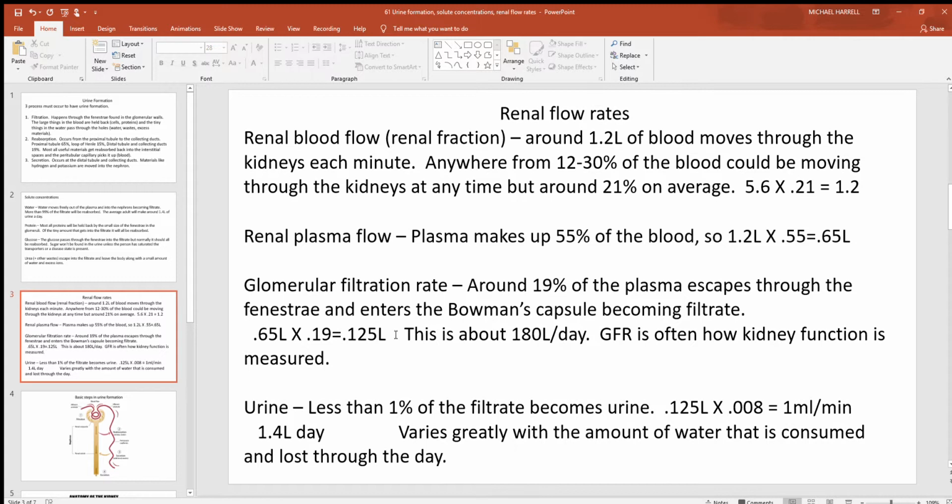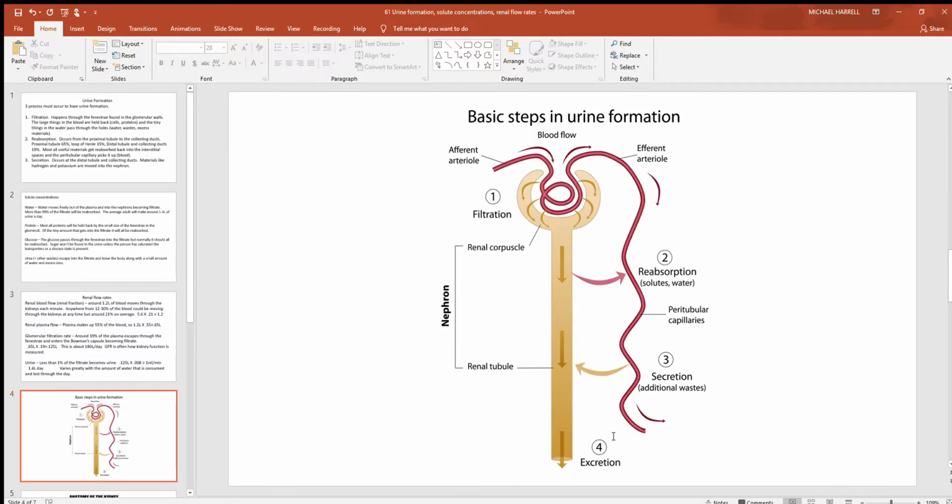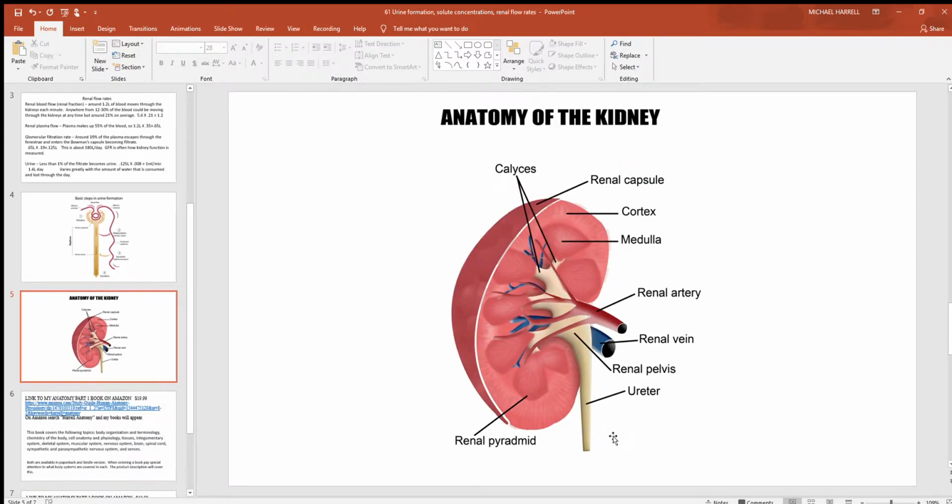You want that to be as high as possible. But again, of that 180 liters a day, only about 1.2 or 1.4 liters are actually going to leave the body as what we call urine. So that's less than 1%. Comes out to about 0.8 of 1% or 0.008. So 0.125 we said was the glomerular filtration rate. Less than 1% of that will be lost. Comes out to about 1 milliliter a minute. But again, about 1.4 liters a day is what you'll have being made in urine. It varies quite a bit depending on the individual, how much fluid they've had to drink, how much they're sweating, things like that. So there's some of the other pictures too.